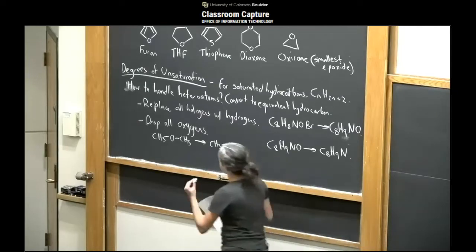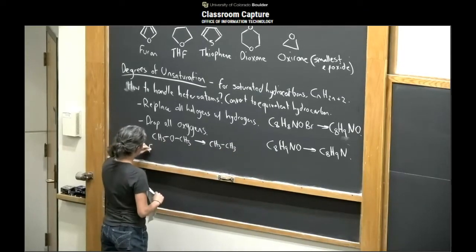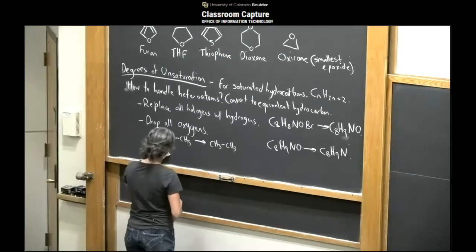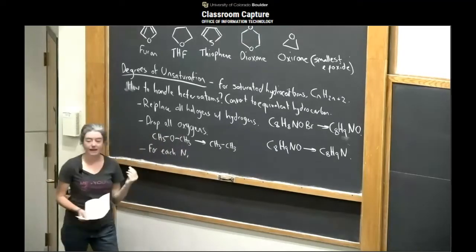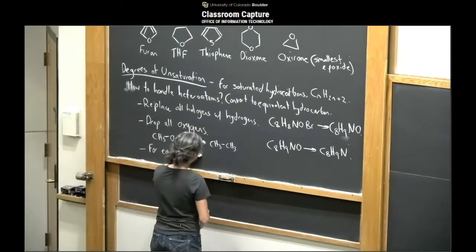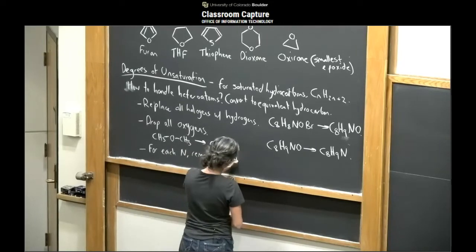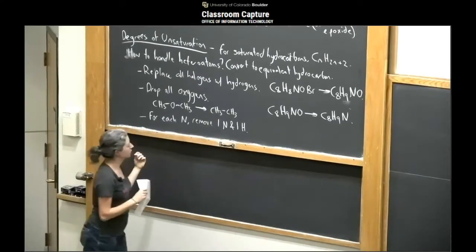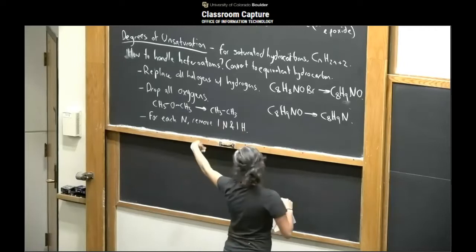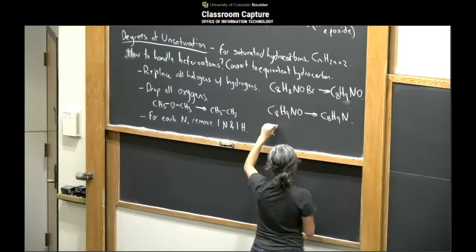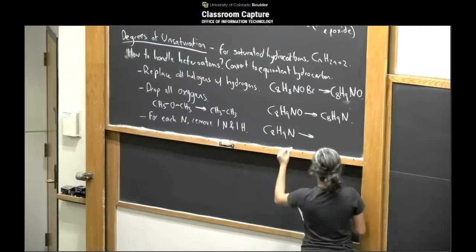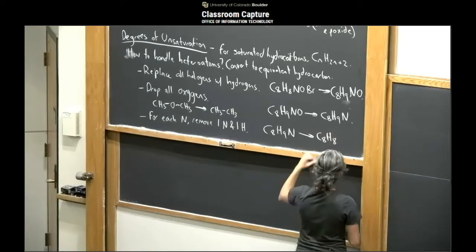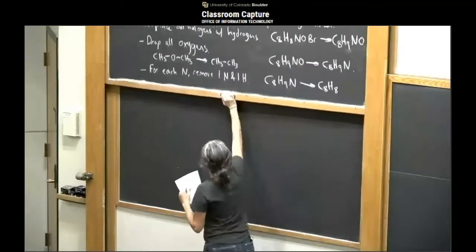Okay, cool. So the third step is dealing with the N's. This is probably the most complicated step. So the rule is, for each N, we're going to remove one N and one H. Let me show the example first, and then I'll show structurally how that might look. So C8H9N, we're going to pull out one N and one H. So C8H8.